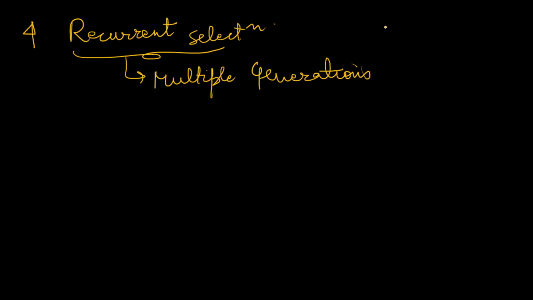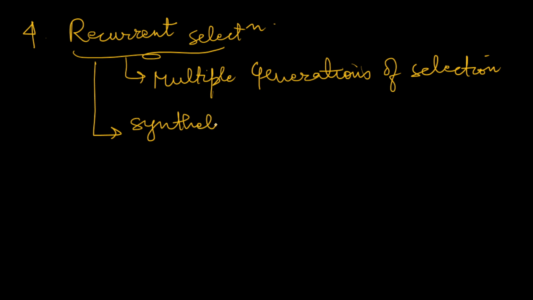Okay, multiple generations of selection, and I think in earlier videos I have discussed all these things in detail, so you can refer to those. Or we can make synthetic and composite crosses.